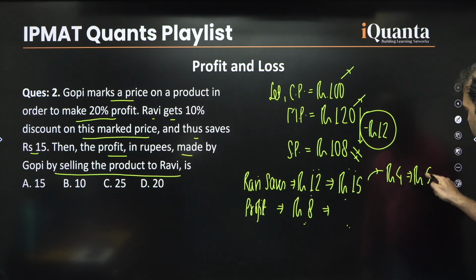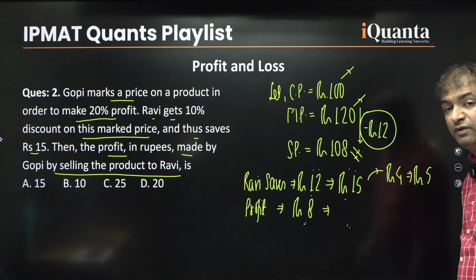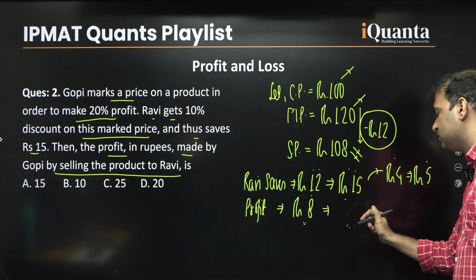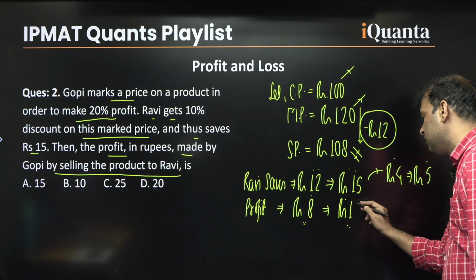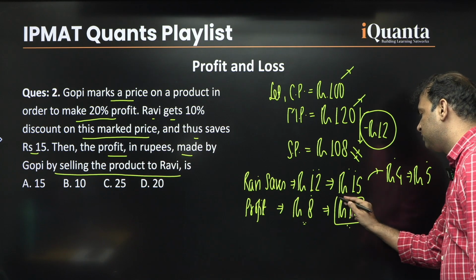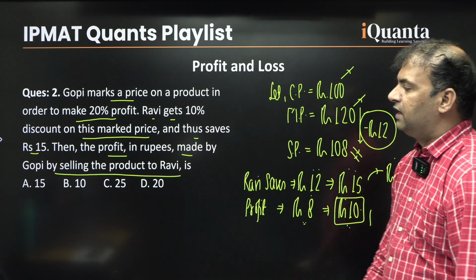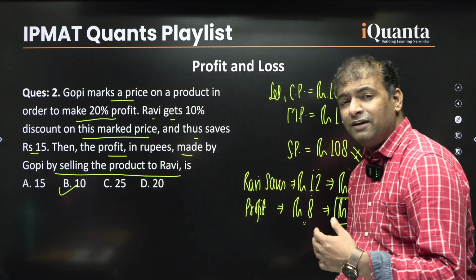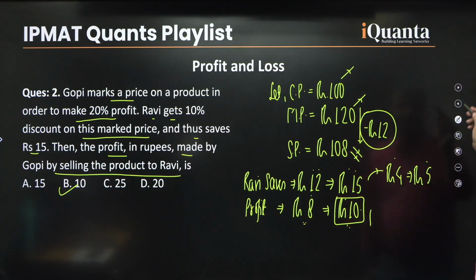Simple. So if 4 is being 5, that means 8 must be what? Again we can multiply by 2, 4 2s are 8, so 5 2s must be 10. That means the real profit made by Gopi has to be rupees 10. Yes, we can say the answer is rupees 10, option number B. So this is how we can solve this wonderful question as well. Moving to the next problem.